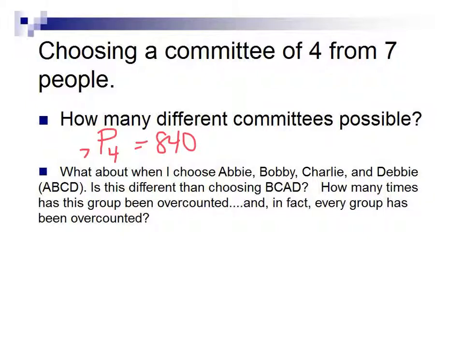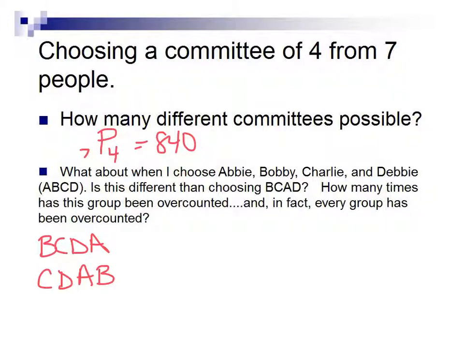Here's the problem though. When I choose Abby, Bobby, Charlie, and Debbie, that's really going to be the exact same committee as Bobby, Charlie, Abby, Debbie. Those are the same. And if I think of Bobby, Charlie, Debbie, Abby, that was considered a different group, but it's really the same group. If I have Charlie, Debbie, Abby, Bobby, that was counted as a different group, but it's really the same group.